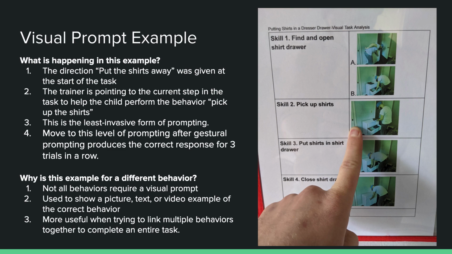Basically, visual prompting is more useful when trying to link multiple behaviors together to complete an entire task. I like visual prompting better because when we're talking about multiple behaviors that we're trying to link together, it could be hard to know which behavior to perform when you're doing multiple steps without written and visual instructions to follow along with.